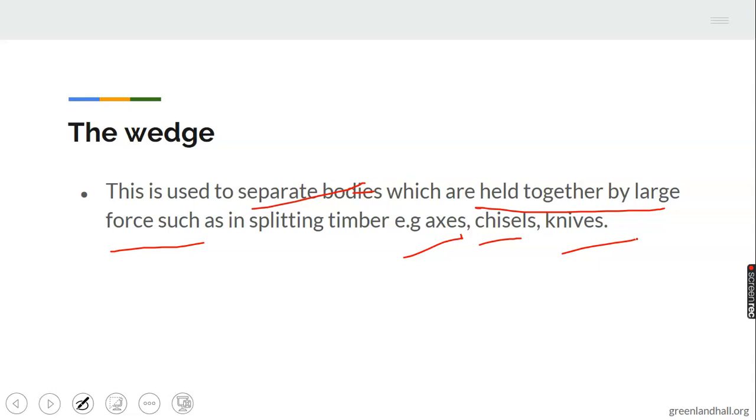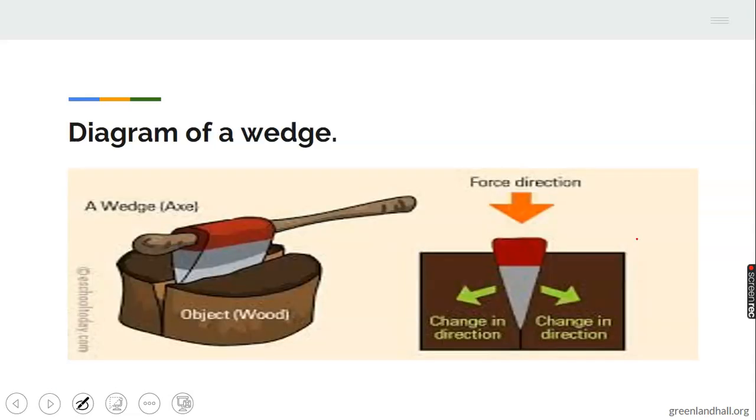A chisel can also be used to cut a particular metal into two, and knives can also be used to cut a particular material into two. They are called wedges. Each of them has its own velocity ratio. So axes, chisels, knives, they all belong to the wedge. You can see the diagram of the wedge there. We can see how the axe is being used to cut the object, which is our wood. You can see it applied there to cut the wood into two.